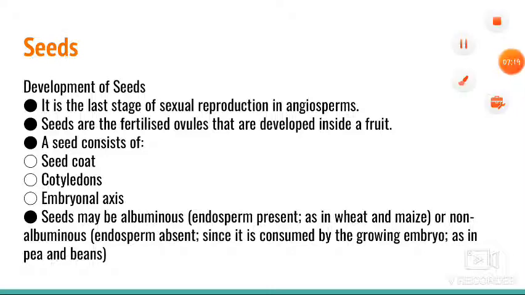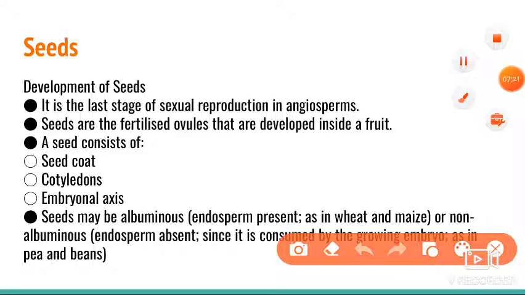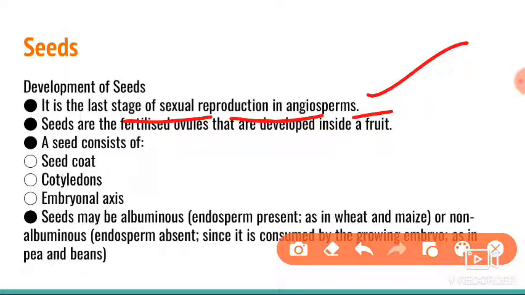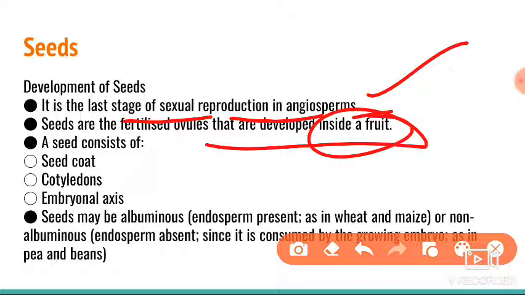And here, coming to the structure, students, they have given the last stage of sexual reproduction in angiosperms. Production of seed is the last stage of sexual reproduction in angiosperms. It means the end product is the seed in the case of angiosperms. And usually these seeds are developed inside the fruit, which means inside the ovary.